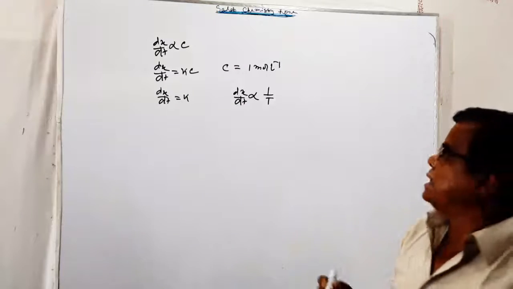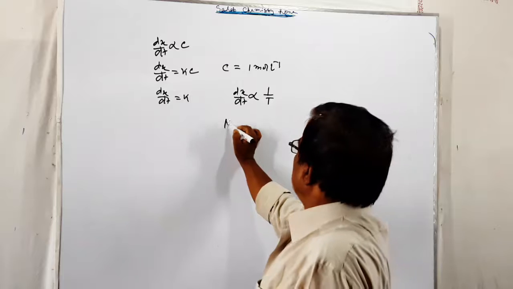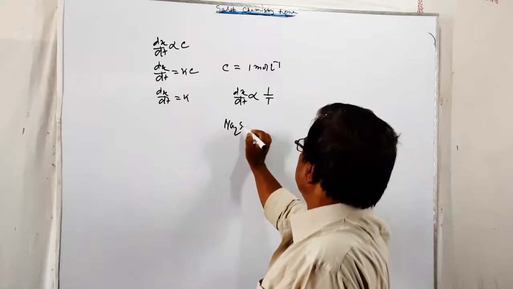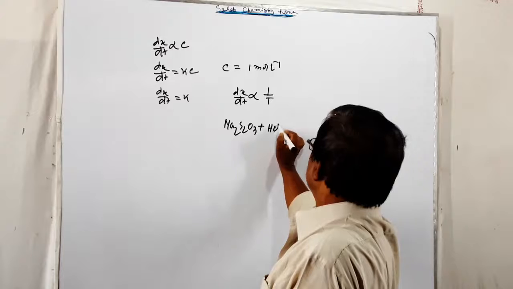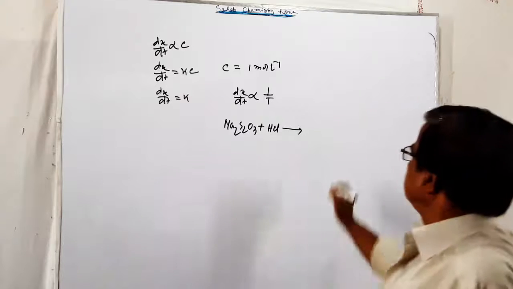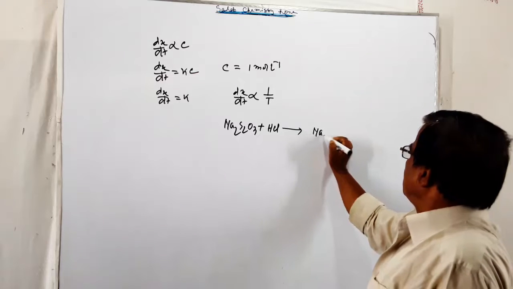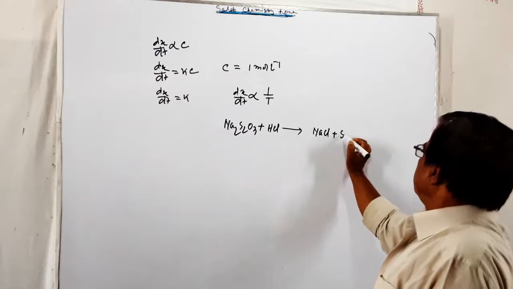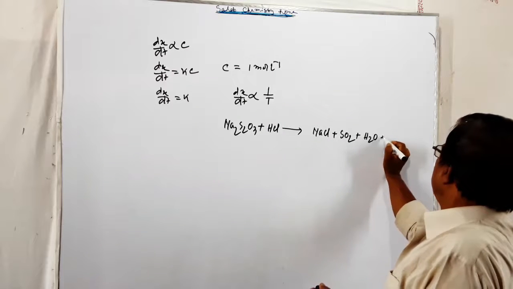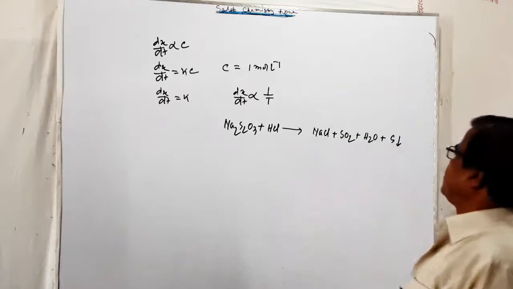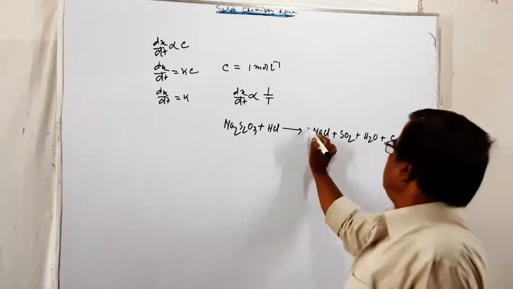Let us consider a reaction: sodium thiosulfate reacts with hydrochloric acid to form sodium chloride, sulfur dioxide, water, and sulfur will be precipitated. Sulfur will be precipitated.